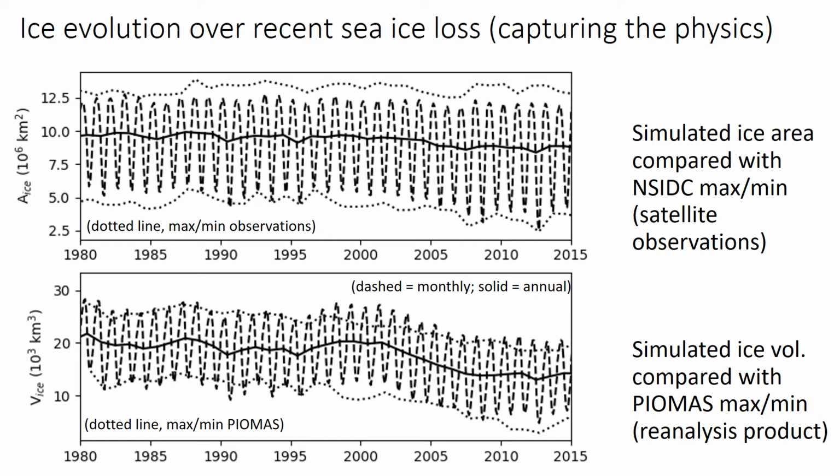And you can see that we capture the variability over the period in the upper figure. The lower figure shows, again, the dashed and solid lines are our simulated output, and the dotted lines are the maximum and minimum of the BIOMASS sea ice volume that I mentioned earlier. And you can see that we capture both the variability of the ice volume as well as the decline over the recent period.